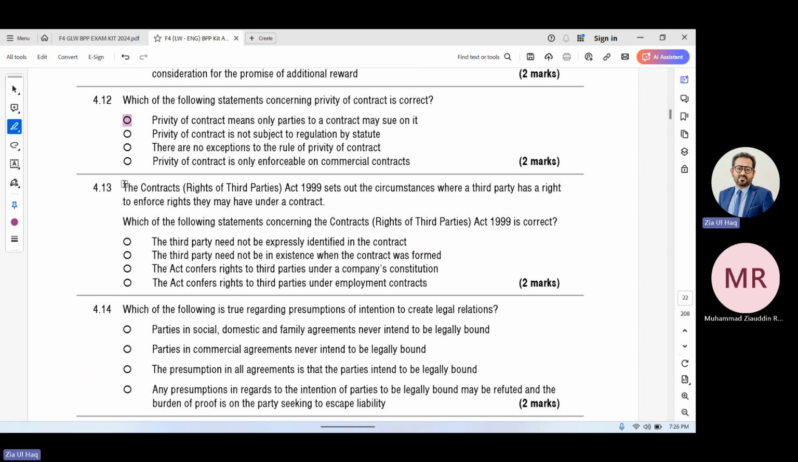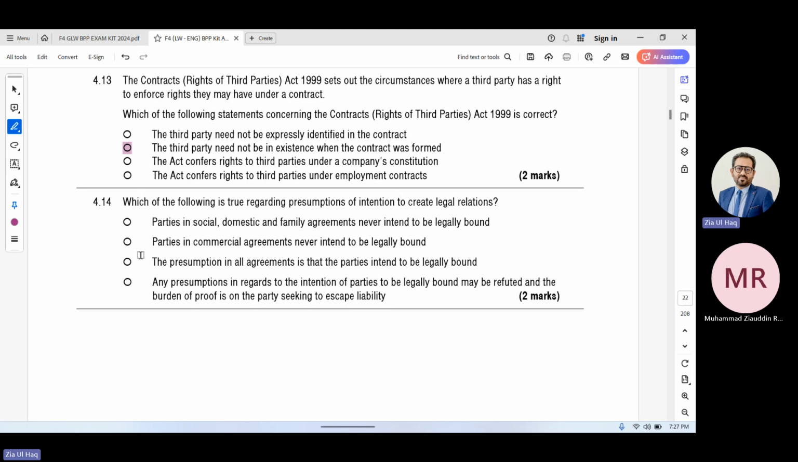4.13. The Contracts (Rights of Third Parties) Act 1999 sets out the circumstances where a third party has a right to enforce rights that they may have under a contract. Which of the following statements concerning the Act is correct? The third party need not be expressly identified in the contract. No, they need to be expressly identified in the contract. The third party need not be in existence when the contract was formed. Yes, it is not necessary. They can claim if the contract is for their benefit. The Act confers rights to third parties under a company's situation only. No. The Act confers rights to third parties under employment contracts only. Now, 4.14.